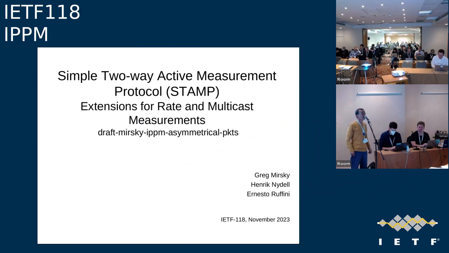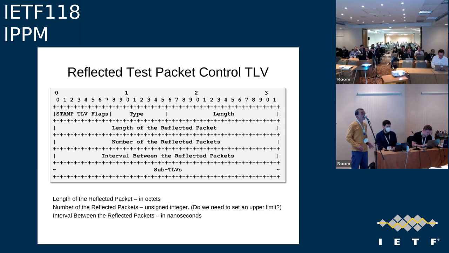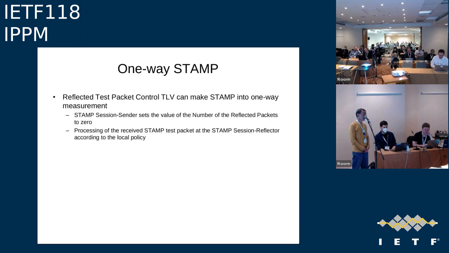This is an update to the work we presented first in San Francisco. Next slide, please. The original thought was to control the reflected packet from the STAMP session sender in order to enable rate measurement. For that, we need to be able to vary the size of the packet, so different from the symmetric size, but the same rate and number of packets reflected by the session reflector. Next slide.